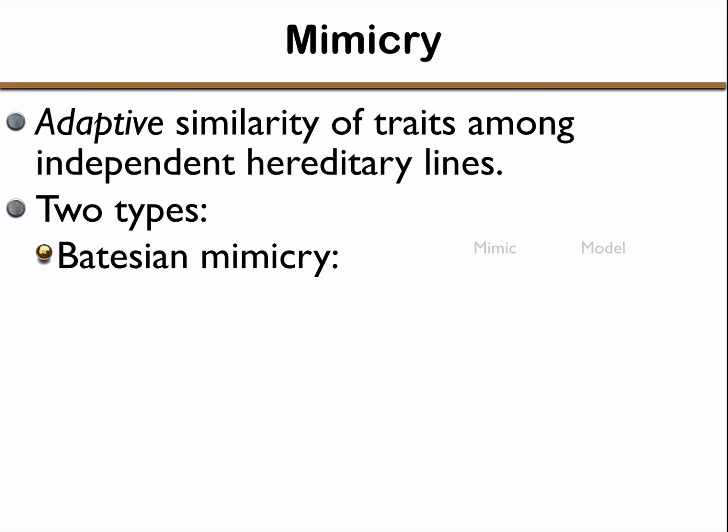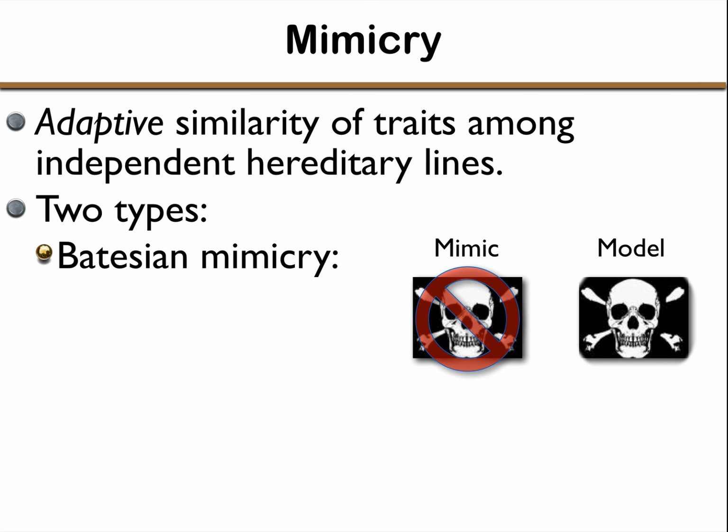So there's two types of mimicry. Batesian mimicry, where we have our mimic and the model that it's mimicking. So what's going on with Batesian mimicry is that the mimic is non-poisonous, but the model is. And so the mimic is actually gaining some kind of an adaptive advantage by appearing to look like the model. Now, it's not always a perfect match, as we'll see, but sometimes it can be pretty close.